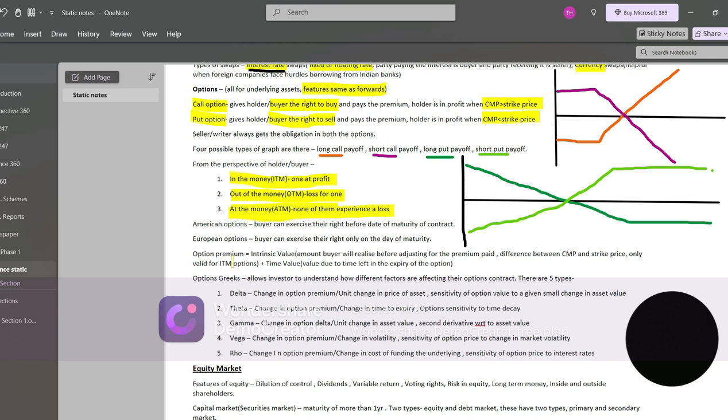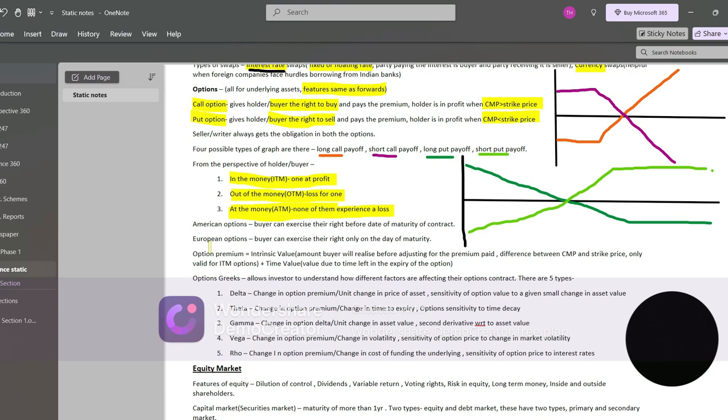Also, there are two kinds of options: American options and European options. In American options, the buyer can exercise their right before the date of maturity of the contract, and in European options, the buyer can exercise their right only on the day of maturity. I think earlier in India American options were there, but now I think European options are considered. I have to look into it.